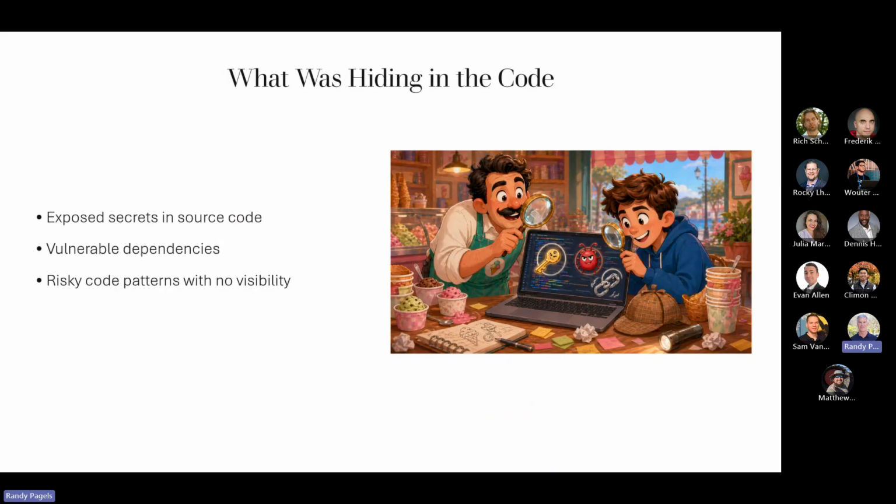So what's hiding in the code? When they look closer, they find the usual suspects: exposed secrets, vulnerable dependencies, risky code patterns. They're still sitting there the whole time. The issue wasn't just one mistake. It was that nobody had visibility into what those were hiding and where they were in the code base.